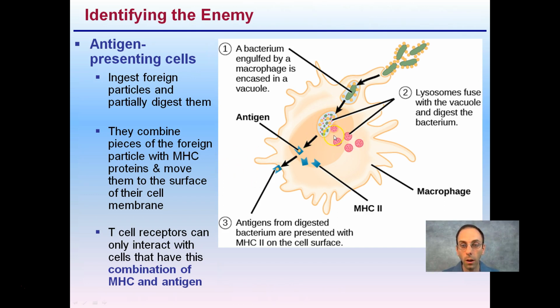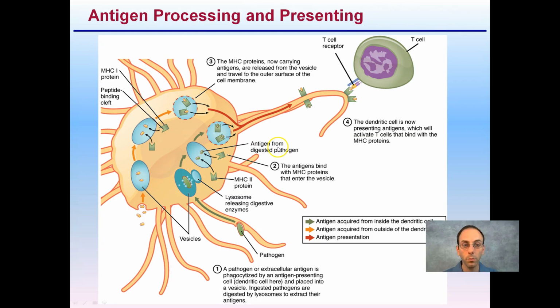So our lysosomes here, our digestive enzymes, are fusing with this bacterium, causing it to break down. And then here's our antigen, and these are MHC class 2 receptors, moving the digested bacterium and presenting it on the cell surface. T cell receptors can only interact with cells that have a combination of MHC and antigen. So this is why it's important to have these MHC proteins incorporated.